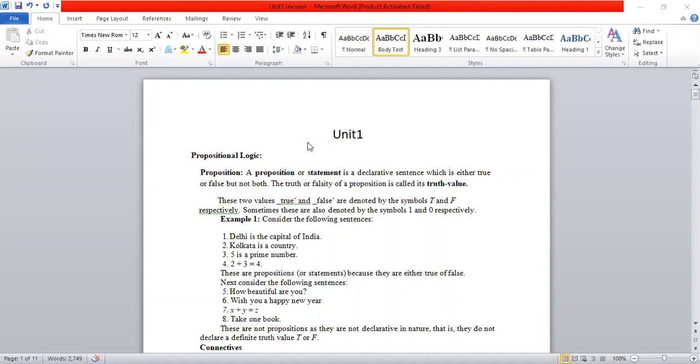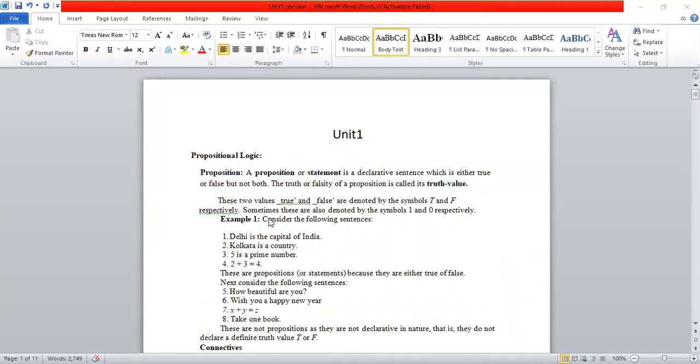In this first unit, first let me define proposition. What is a proposition? A proposition or a statement is a declarative sentence which is either true or false, but not both. The truth or falsity of a proposition is called its truth value. A proposition is nothing but a declarative statement which is either true or false, but not both.